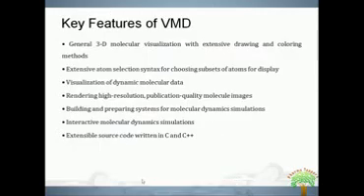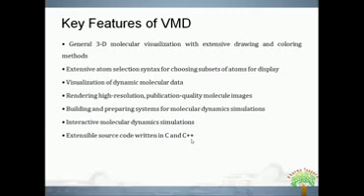What are the key features of VMD? General 3D molecular visualization with extensive drawing and coloring methods. It also has an extensive atom selection syntax for choosing subsets of atoms for display. Visualization of dynamic molecular data, and rendering of high-resolution publication quality molecule images. Building and preparing systems for molecular dynamics simulations. Interactive molecular dynamics simulations, with extensible source code written in C and C++.